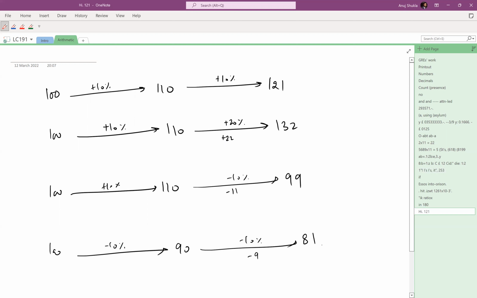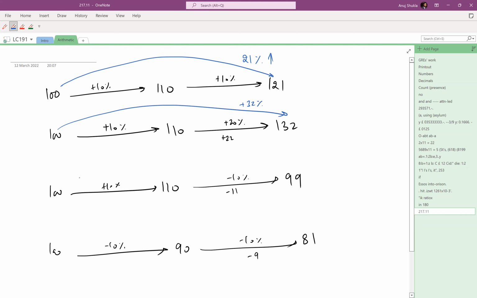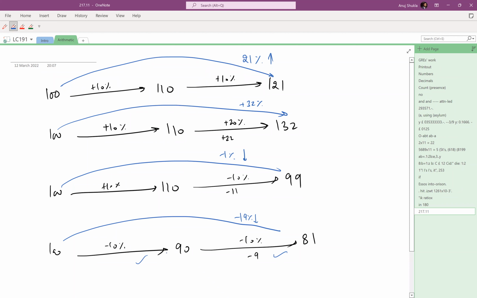This is consecutive change. Or you can say, how much overall change is finally happening. These are individual changes. What is the overall change? This is the initial quantity, this is the final quantity. Can you say it is a 21% increment? This one is a 32% increment. This one is a 1% reduction. This one is a 19% reduction. Yes or no?